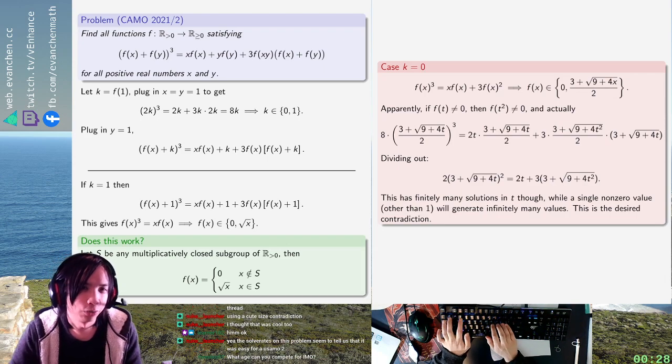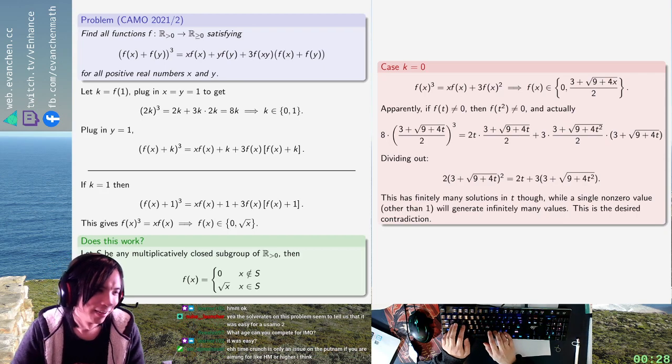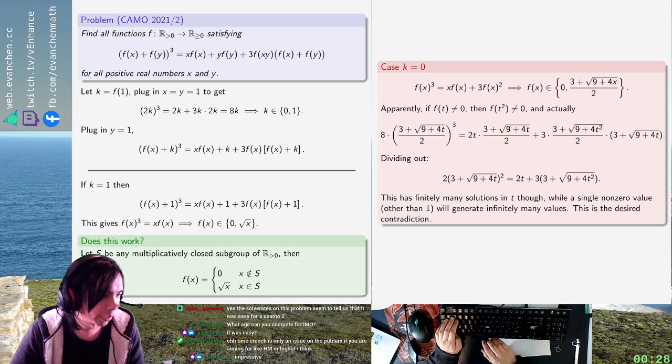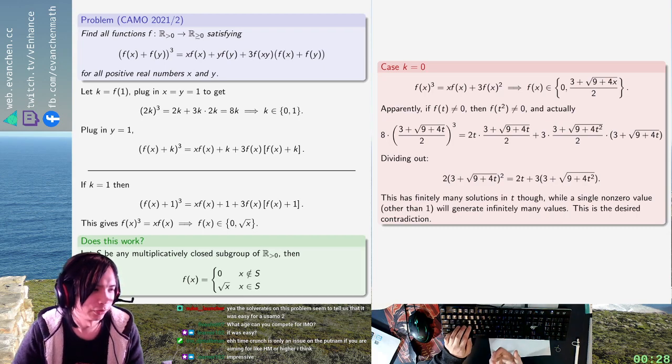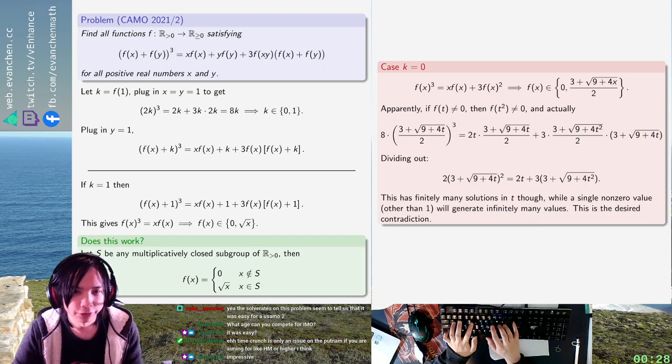Anyways, so as promised, we did get the problem fairly quickly, although... What age can you compete for IMO? You are in high school. But the hard part of IMO is usually making the country's team, because only 6 people get to go from each country.